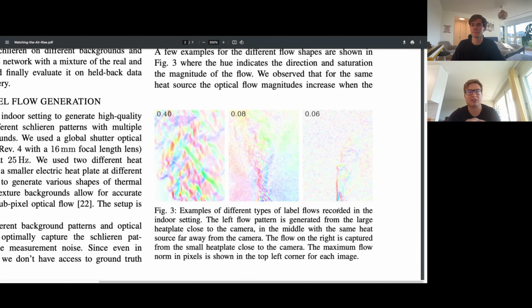For all these pictures at the bottom, on the top left, you can see a number. This is the maximum flow magnitude. On the left image, we had a maximum optical flow of 0.4 pixels, and on the right-hand side, we had 0.06 pixels of motion. So if we looked at the video, we couldn't really observe any of these flow patterns from the video itself.